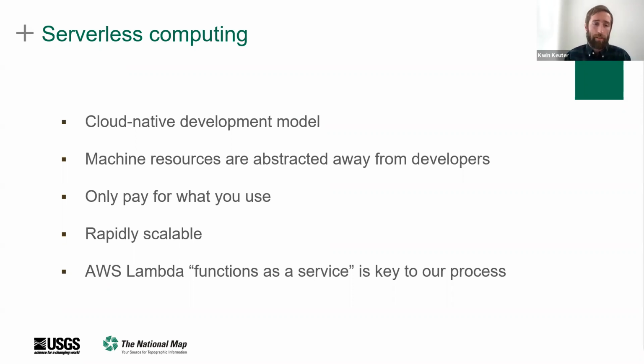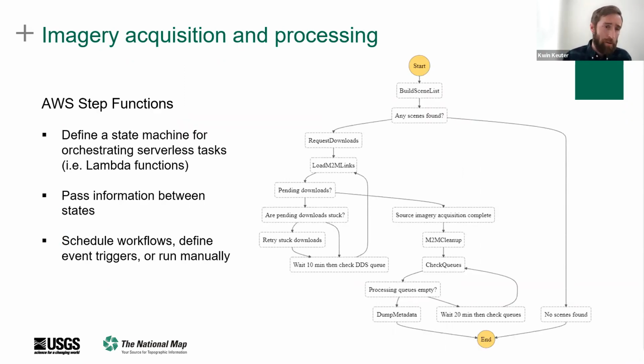And the crux of our serverless process is AWS Lambda, which is Amazon's function as a service offering. Here, you just upload a relatively small amount of code, and you can execute that code concurrently. We'll see in a moment how that fits into our architecture. The imagery acquisition process has a few steps before we can actually process the image. Most of the boxes in this diagram are Lambda functions, and we're using what's called AWS Step Functions to orchestrate all of those Lambda functions that are doing small tasks that, assembled together, give us our processing workflow.